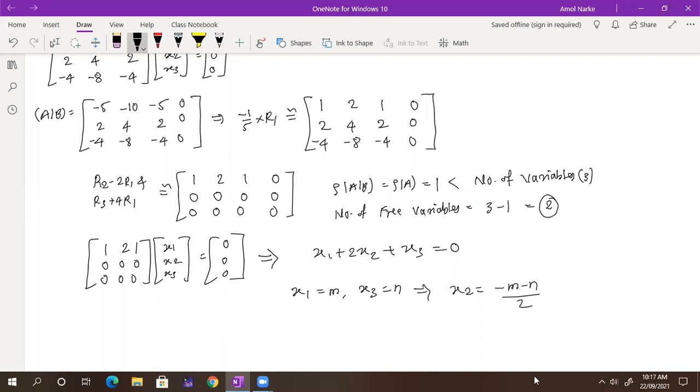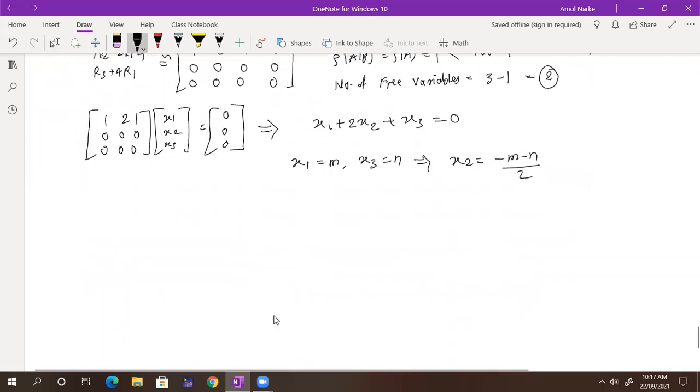Yes, sir. Now the important task comes here. How does my vector look now? We have x1, x2 and x3. If I substitute these values, x1 is nothing but m, x2 is nothing but minus m minus n divided by 2, and x3 is nothing but n.